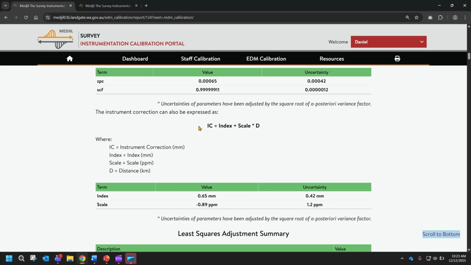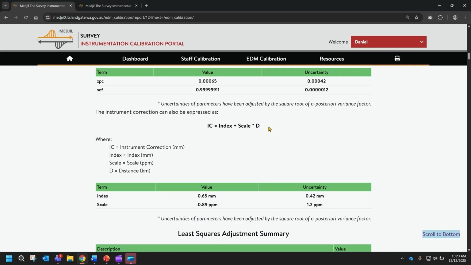If a total station does not natively have the ability to enter in instrument corrections, then you just need to ensure you're comfortable with these values being small enough as to not introduce an excessive amount of error into your work. Just remember, with the instrument corrections, you need to consider the values as well as the uncertainties when considering if your instrument is performing as expected.